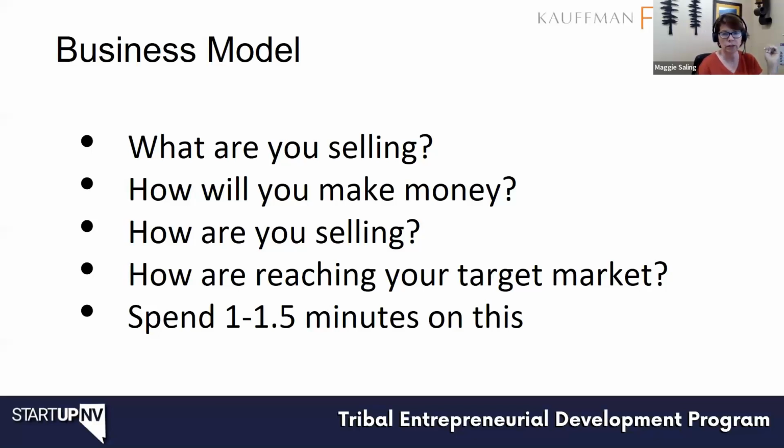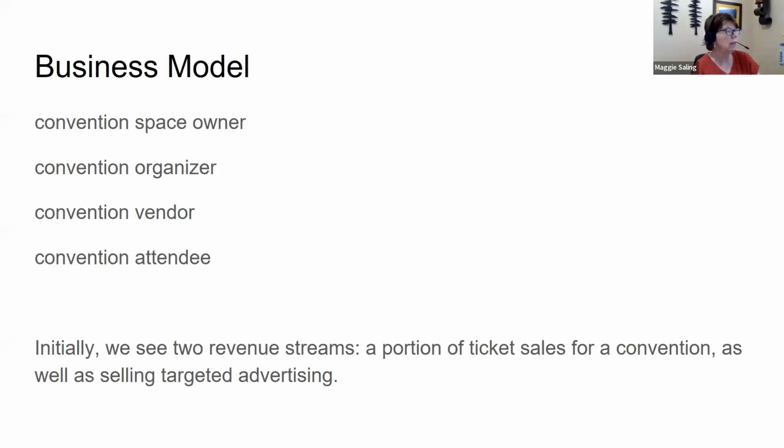It's your business model. This was a company that had a piece of software that was supposed to make it easier for people attending trade shows to capture information at the trade show. For their business model, they were showing us who their customers were: the space owner, the convention organizer, various vendors, and also the people going to the conventions. They saw 2 revenue streams: a portion of ticket sales and targeted advertising.